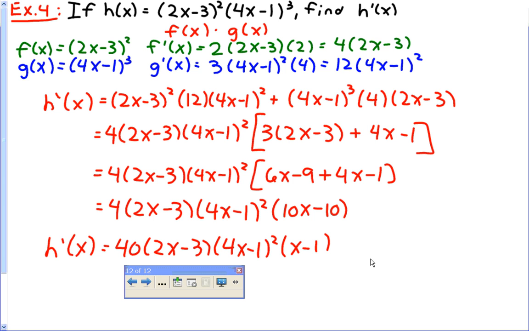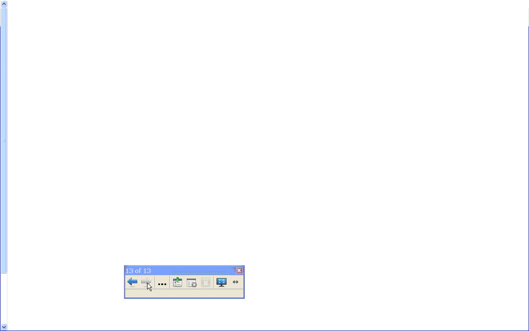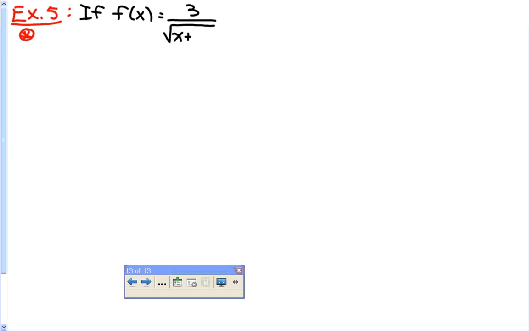Okay, now we're done? We're good? Example 5 says, this only has 1 star, which means it's awesome but not awesome. If h of x equals 3 over the square root of x plus x cubed, find the equation of the tangent at x equals 2.